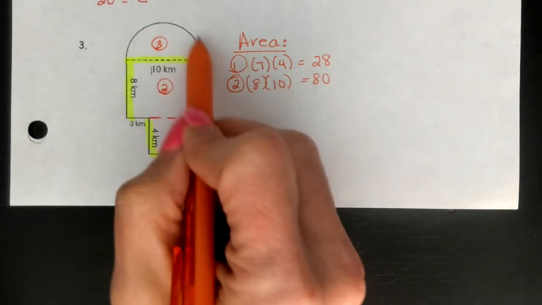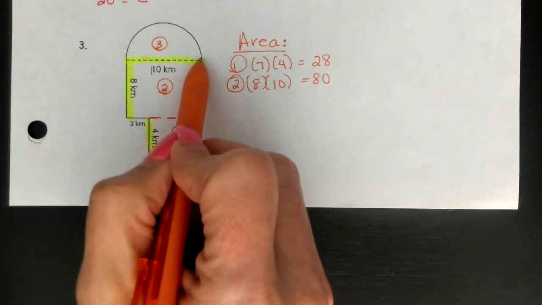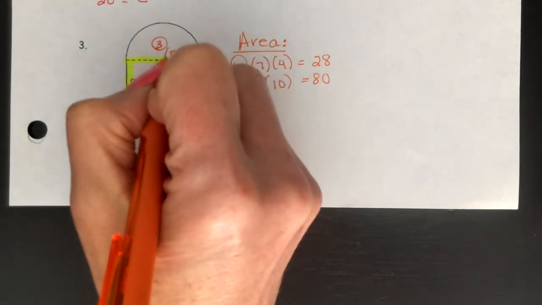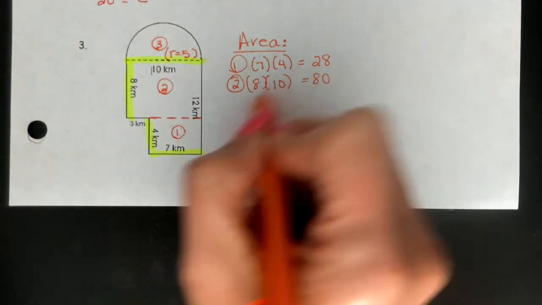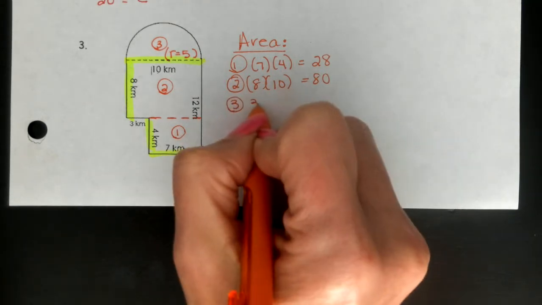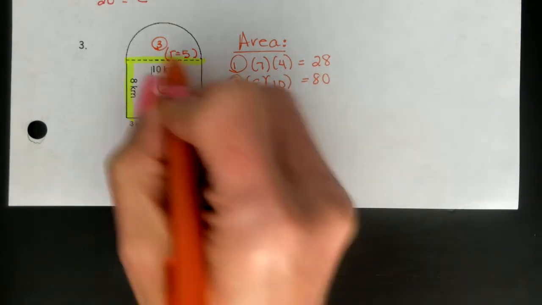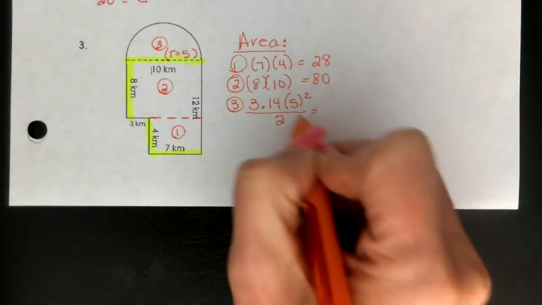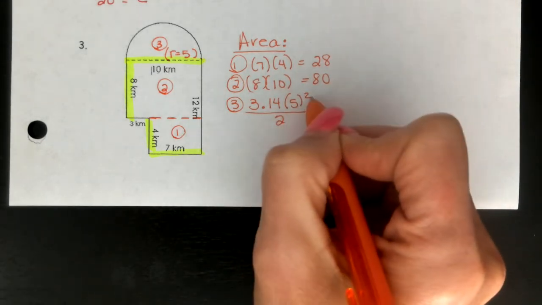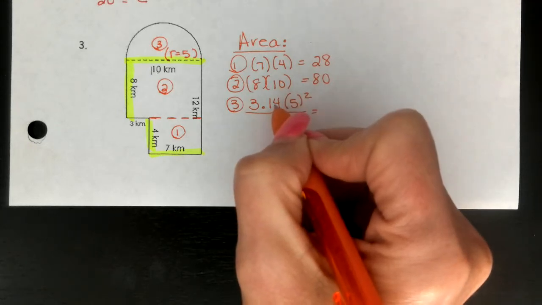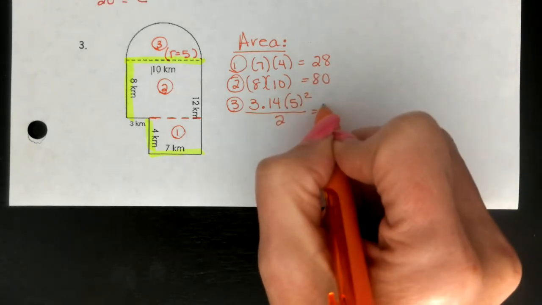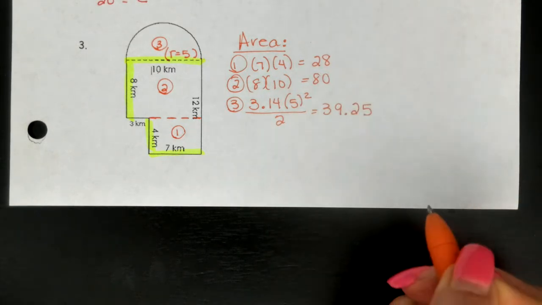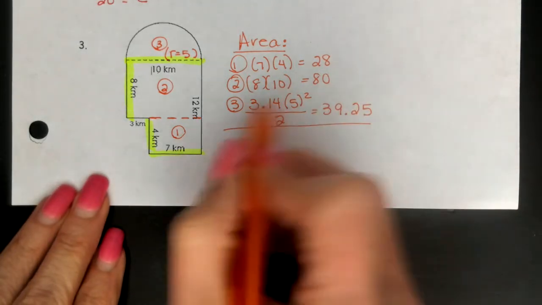And then the semicircle, I have a diameter of 10, which means my radius is going to be 5. And I need that for area. So my semicircle is 3.14 for pi times 5 squared. And then that answer is divided by 2. Remember, we 5 squared first, get 25. Multiply that by 3.14 and divide your answer by 2. You should get 39.25.